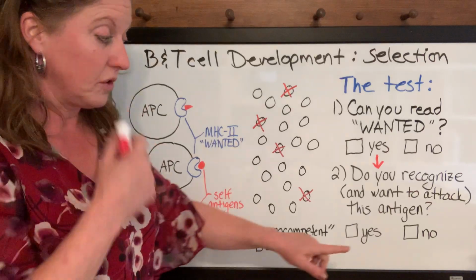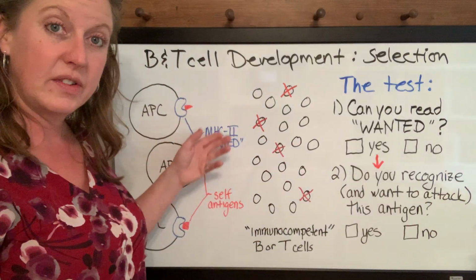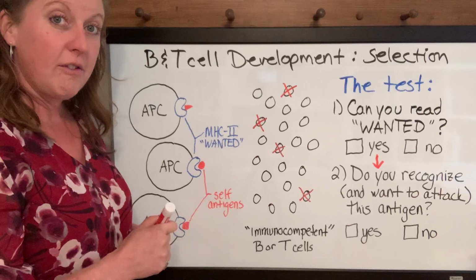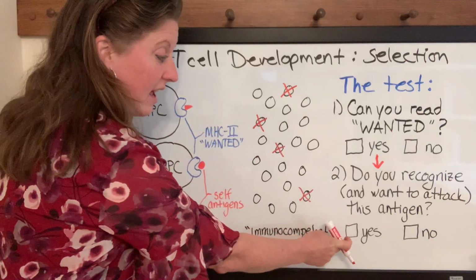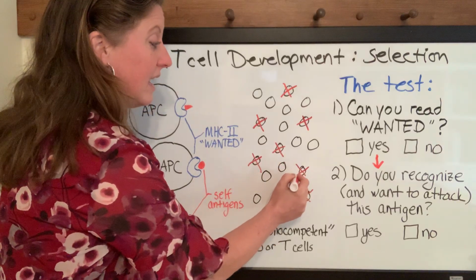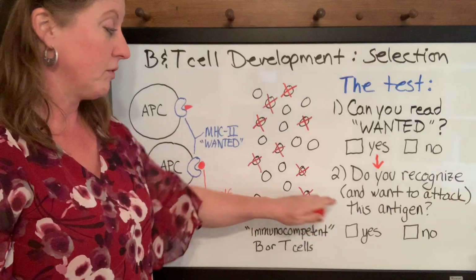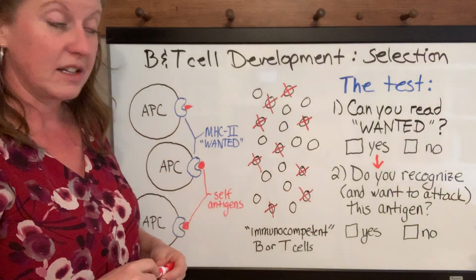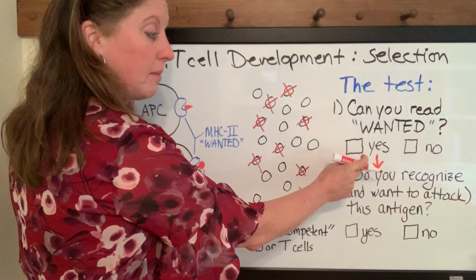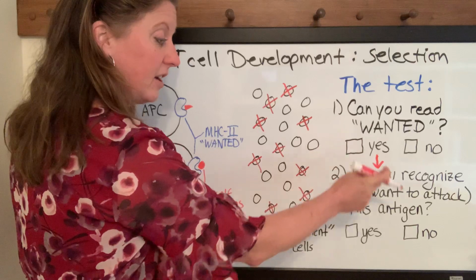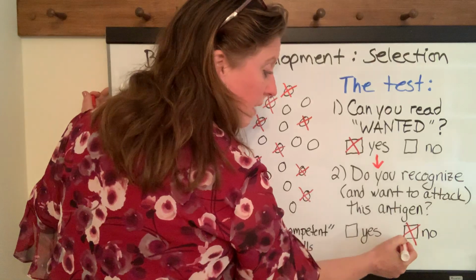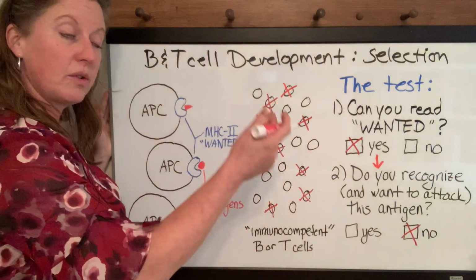And we want the answer to be no here, because these are all self-antigens that are being displayed by the antigen-presenting cells. However, a very large number of these cells answer yes, and those cells are killed by the antigen-presenting cells, because if they made it out into the body, they would recognize self-antigens and would initiate an attack. So, if the immunocompetent B and T cells answer yes here and no here, right? So these are the proper responses. Then they get to go to the next stage.